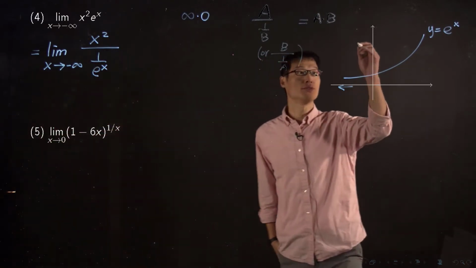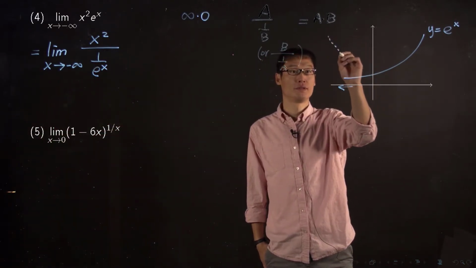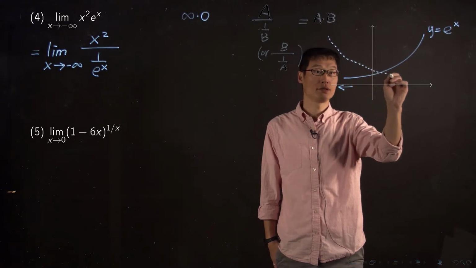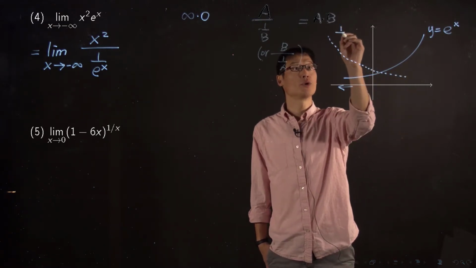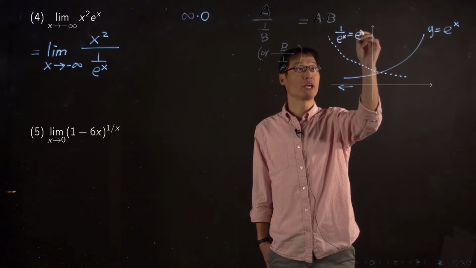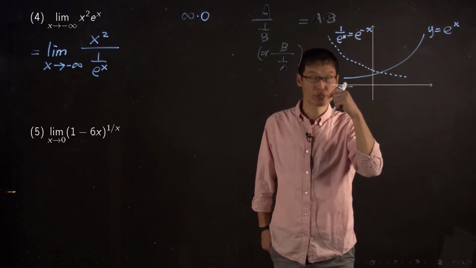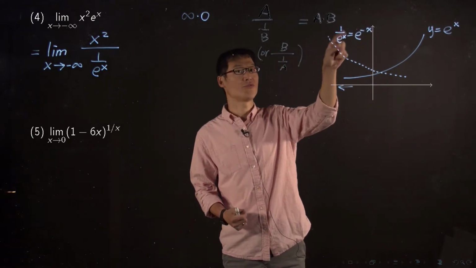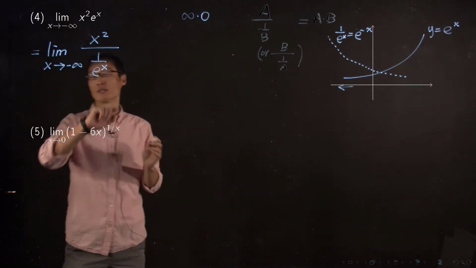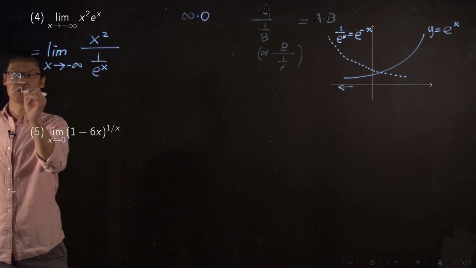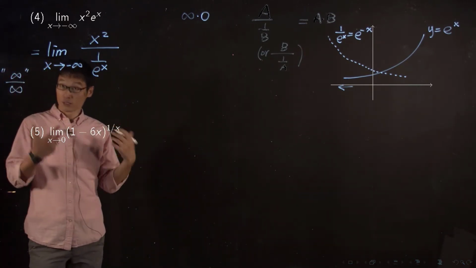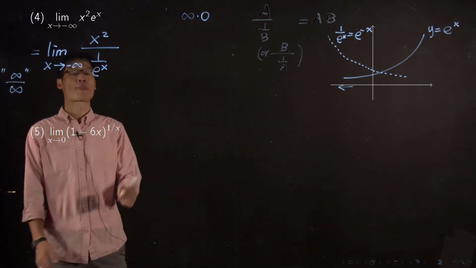Well, the graph of this function, 1 over e to the x or e to the negative x, as your x tends to negative infinity, this function will give you infinity. So basically, this is the infinity over infinity form. So we are in a good position to apply L'Hopital's rule.